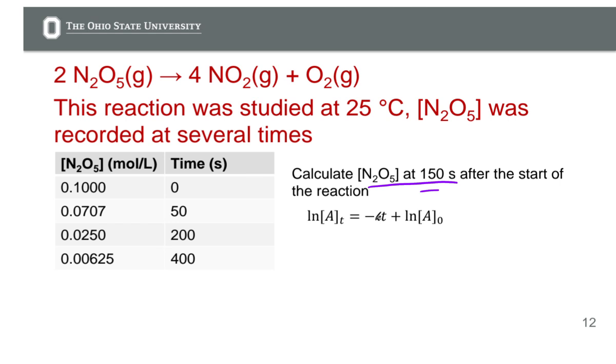So we need to use the equation that we got on the previous slide, which I believe was ln of A at time t equals minus 0.0069 times t plus the natural log of the starting concentration.